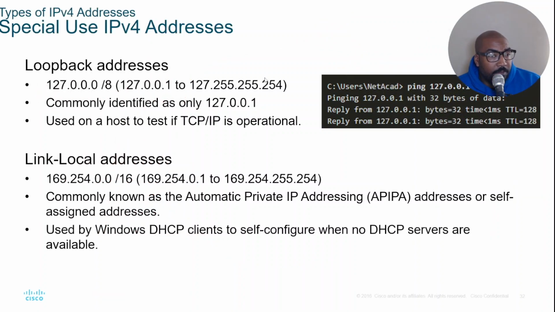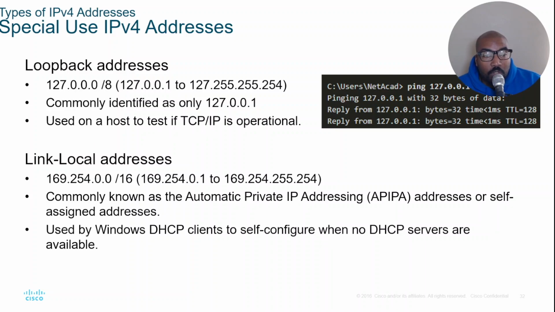So, some special uses of IP version 4 addresses. We have our loopback addresses, 127.0.0.0, which is a /8, and commonly identified as 127.0.0.1, used on a host to test TCP/IP operation.